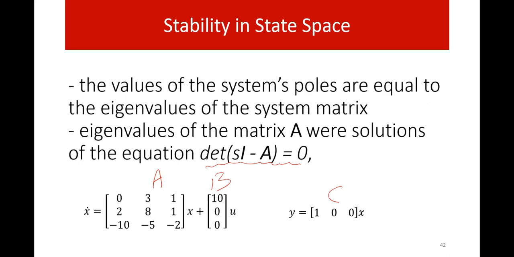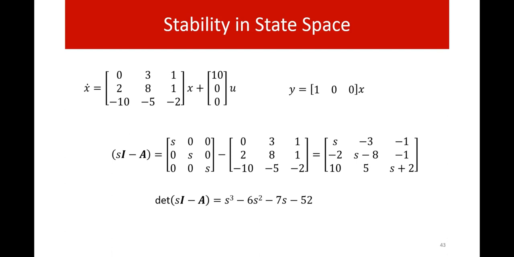Okay, let's see how to handle this situation. In our case, a system matrix A is given, and by using the relation sI minus A, where I is the identity matrix with diagonal values of s, and by subtracting the system matrix and finding the determinant of this matrix, ultimately we have s raised to power 3 minus 6s raised to power 2 minus 7s minus 52.